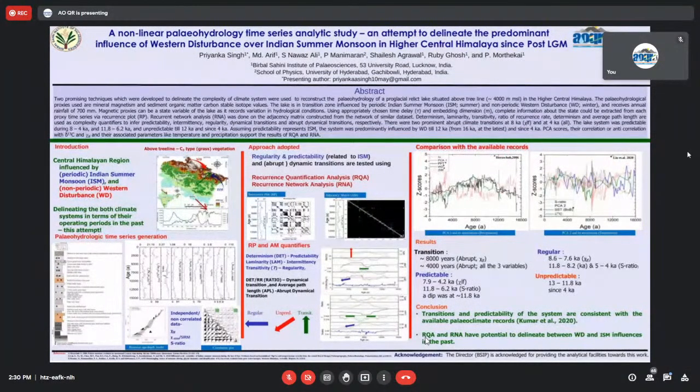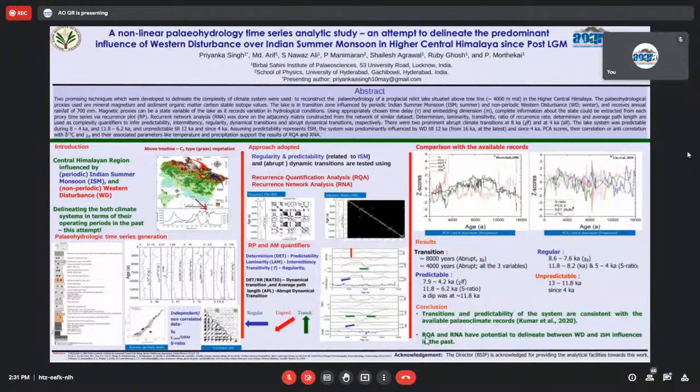Our study site is a relict proglacial lake situated at 4,000 meters above mean sea level in central Himalaya, Uttarakhand. This region is influenced by both climate systems, that is the periodic ISM and the non-periodic westerly disturbances. Our objective is to delineate both the climate systems and their operating periods in the past. For that, we used high resolution, 1 centimeter, magnetic data using 400 sediment samples and generated a paleoclimate time series using a Bayesian age-depth model.